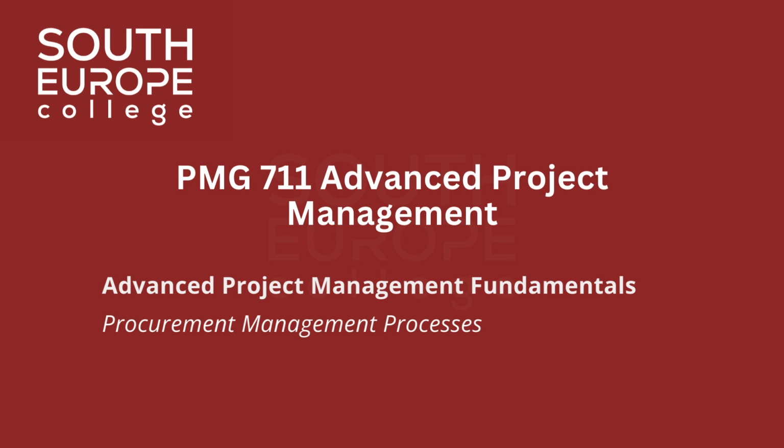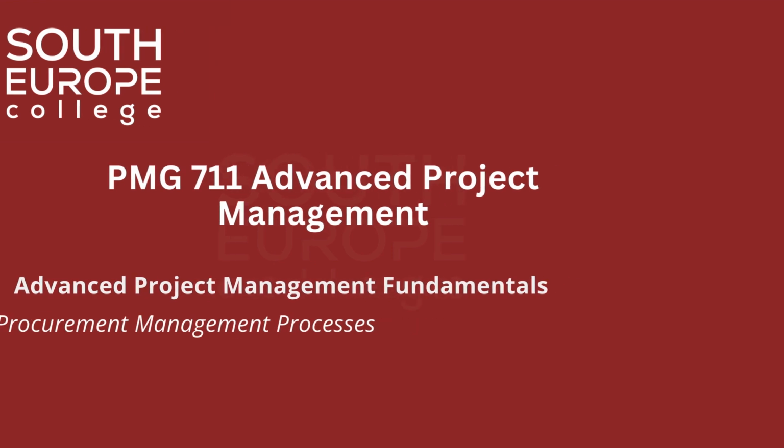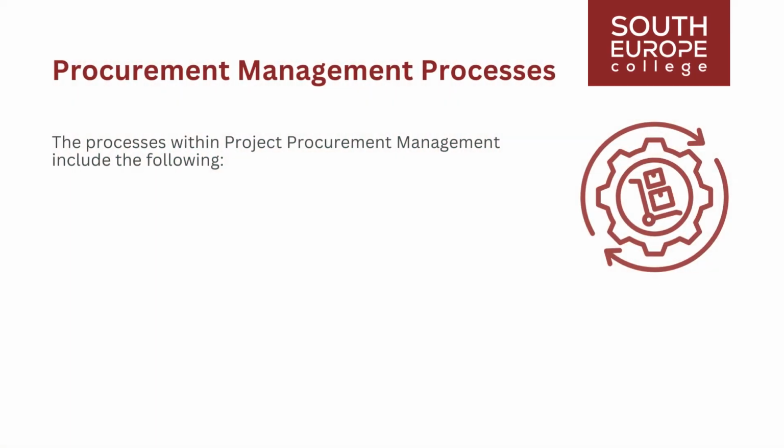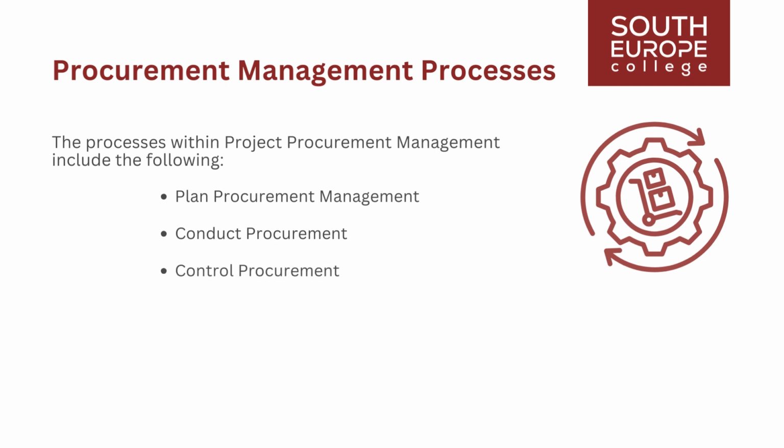This lesson on Advanced Project Management Fundamentals will cover the procurement management processes. The processes within project procurement management include the following: plan procurement management, documenting project procurement decisions, specifying the approach, and identifying potential sellers. Conduct procurement, obtain seller responses, select a seller, and award a contract. Control procurement, manage procurement relationships, monitor contract performance, make changes and corrections as appropriate, and close out contracts.